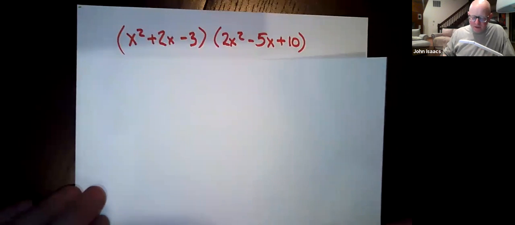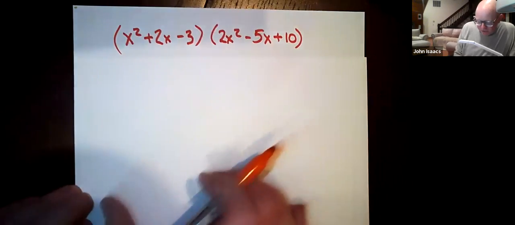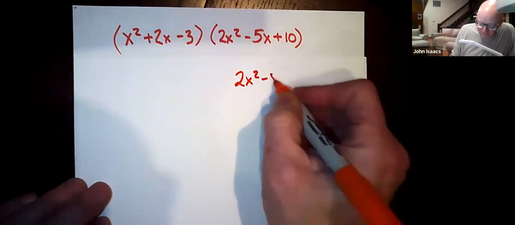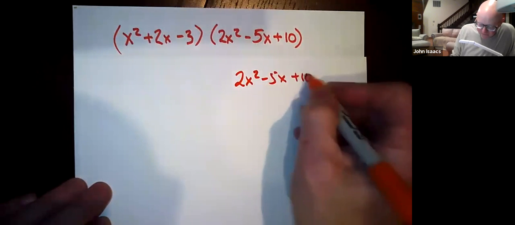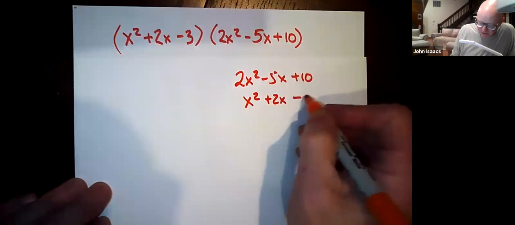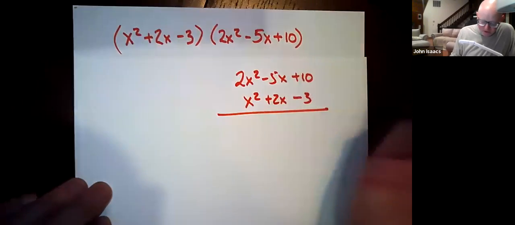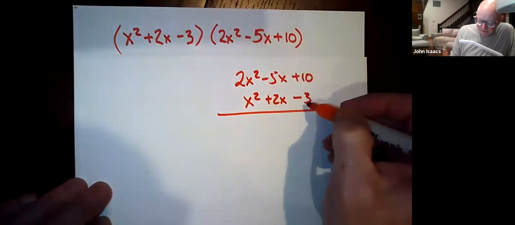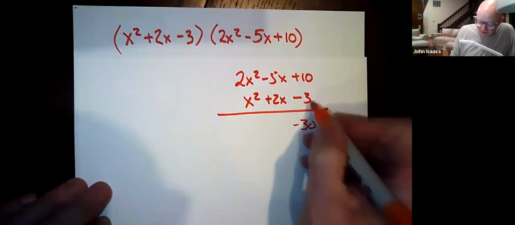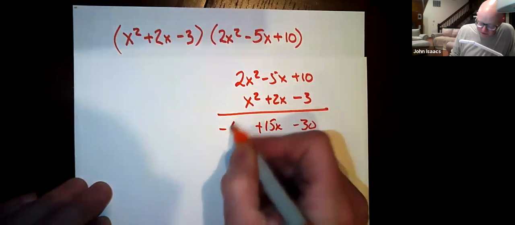One thing you might like to do, and if you like to do this, make sure you start over on the right side of the page because it grows this way. Take the more complicated one and stack it up with the less complicated one. And the only reason I'm saying that this is more complicated is the numbers are a little bigger. You have a 2 and a 10. It's not a big deal. And then do long multiplication, basically. So negative 30, positive 15x, negative 6x squared.